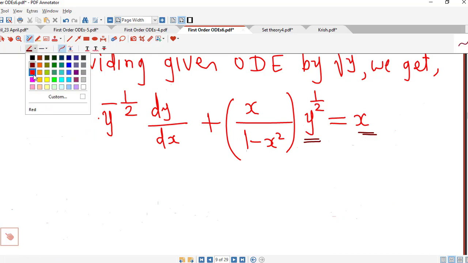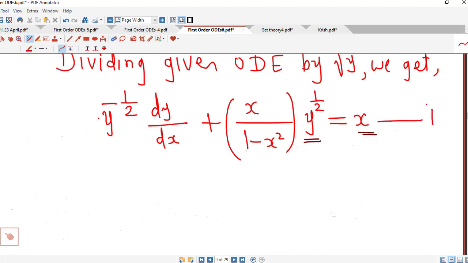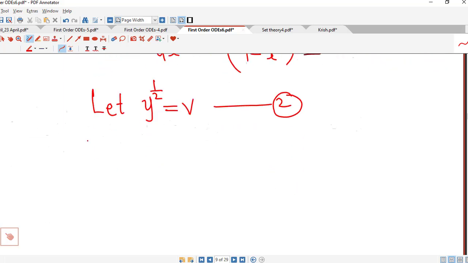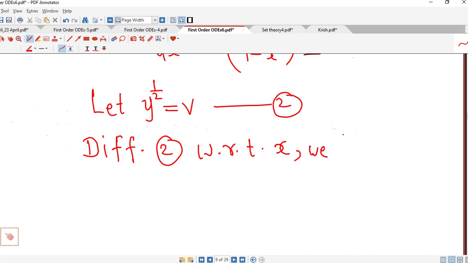So now we give this number 1 and we consider the substitution y raised to 1/2 equal to v. We give this number 2 and we differentiate this 2 with respect to x on both sides. We have now y is a function of x and we are differentiating y with respect to x. So we apply chain rule.